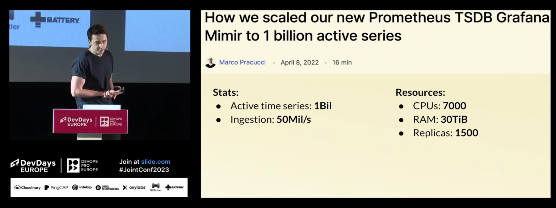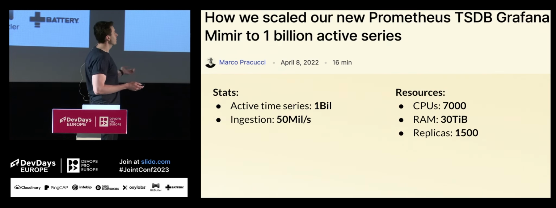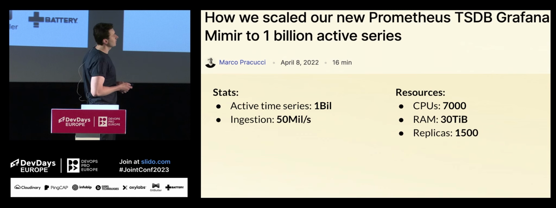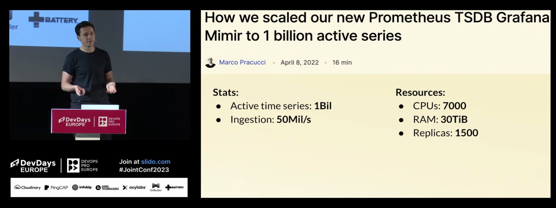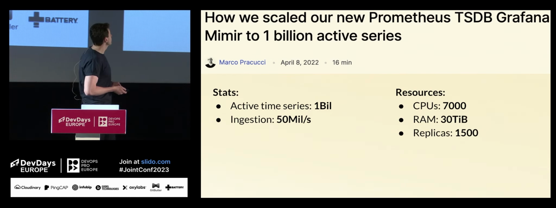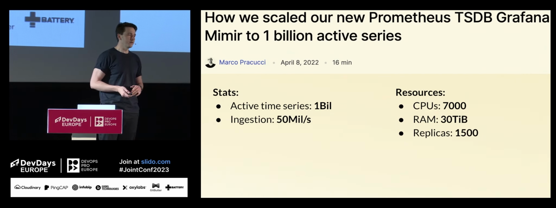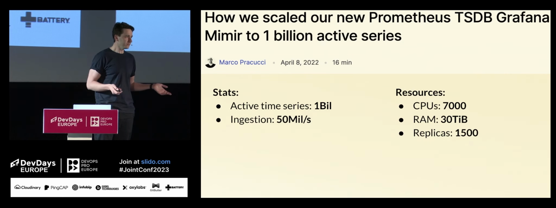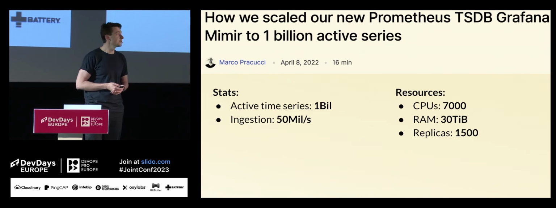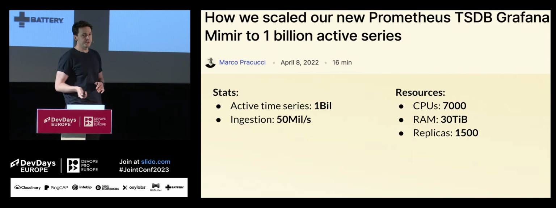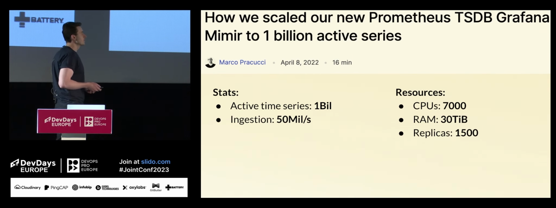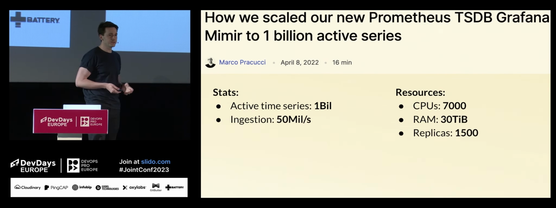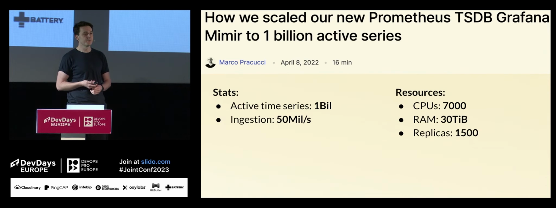About a year ago, Grafana Labs published a benchmark where they scaled Grafana Mimir to collect 1 billion active time series with an ingestion of 50 million samples per second. These are huge numbers, much higher than top installations, and this is a really cool benchmark. I recommend you read about it. To run it, they used about 7,000 CPUs and 30 terabytes of memory, so it's a pretty expensive benchmark as well.